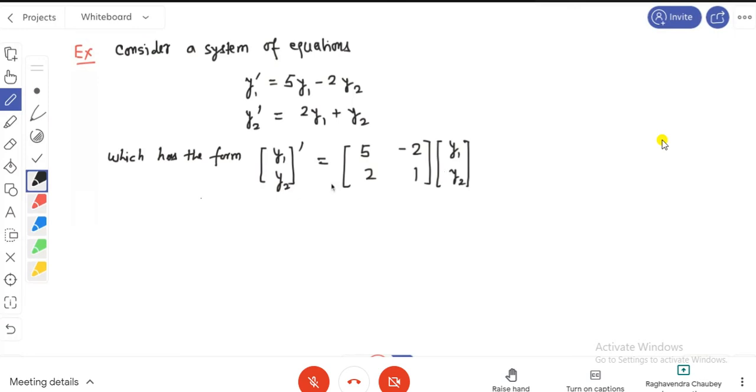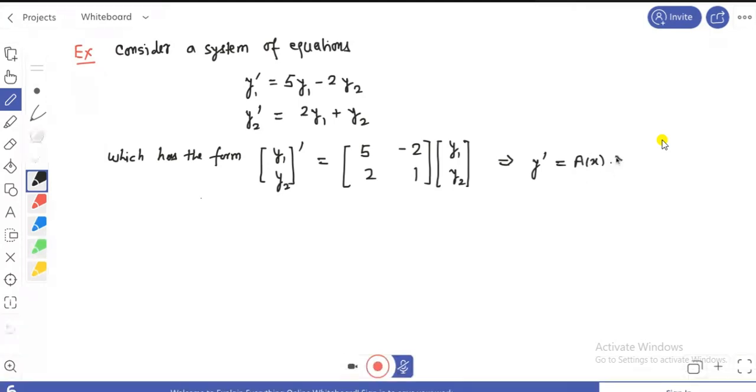Okay, and if we relate this, it is in the form y prime equals matrix A. Here, this is the constant coefficient, so this is A, the constant matrix, and this is multiplied by the vector y. Okay, so what is y here? So here y is (y1, y2), a column vector.